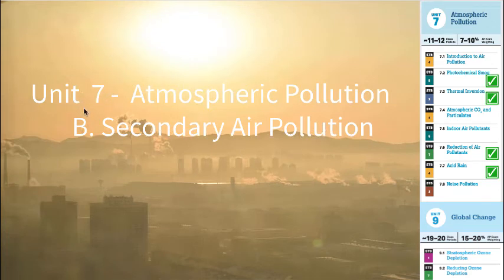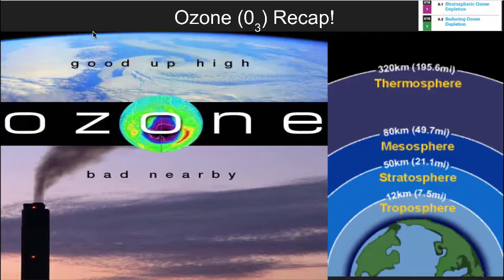Hey class, welcome back to our 7B Notes, which is our atmospheric pollution unit, focusing specifically on many secondary air pollutants. So today you can see we'll be discussing photochemical smog, thermal inversions, and acid rain primarily, along with some strategies for reduction of air pollutants in our atmosphere.